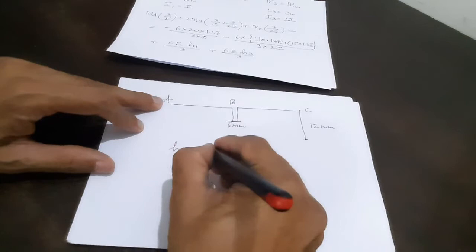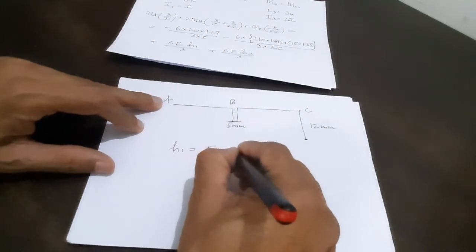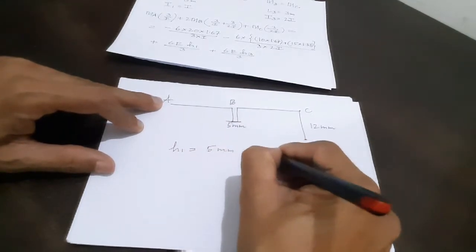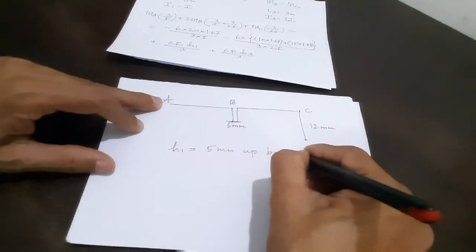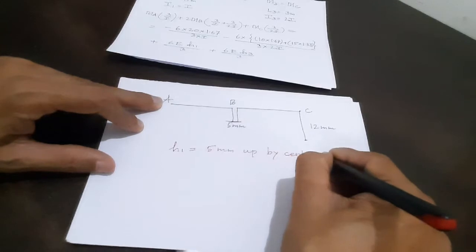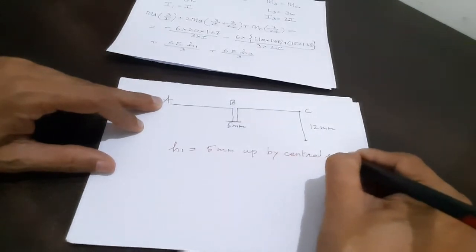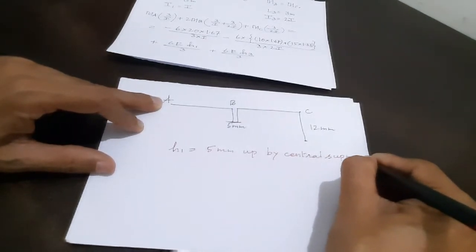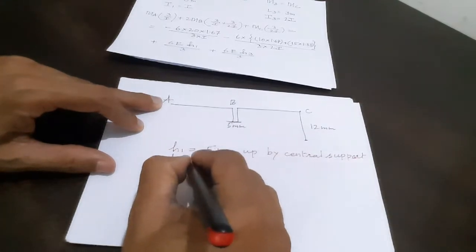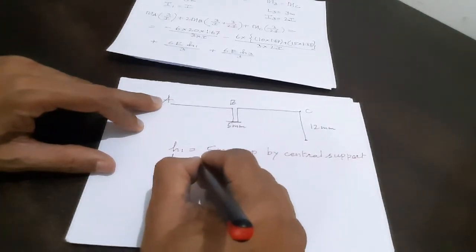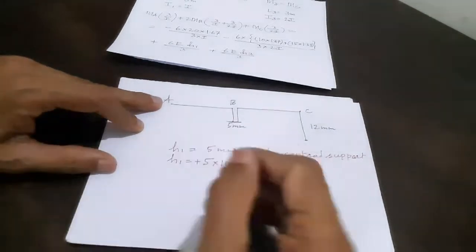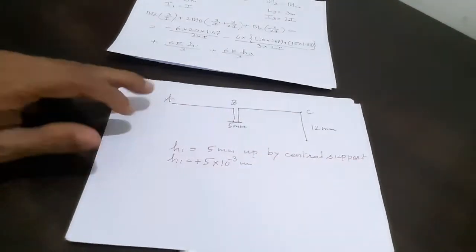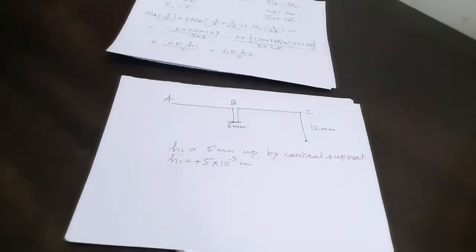The left hand support is 5 mm up by the central support. So H1 is equal to 5 into 10 to the power minus 3, because we are calculating everything in meters, so I need to convert this into meters. H1 is 5 into 10 to the power minus 3.